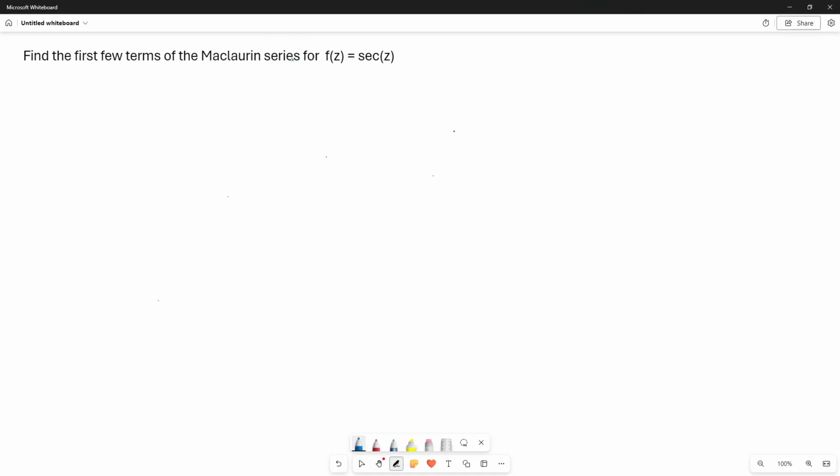Find the first few terms of the Maclaurin series for secant z. So secant z is 1 over cosine z, and cosine z is even, meaning cosine of negative z is equal to cosine of z, and that means that secant of z is even as well. This tells us that the Maclaurin series for secant of z is only going to contain the even terms.